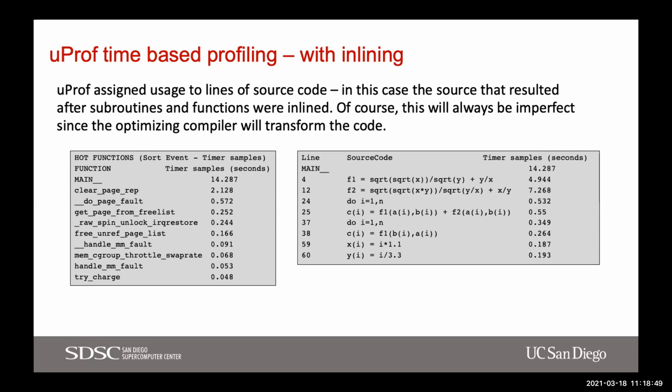On the right, this is where we dive into what that function, in this case main, is doing. You'll see that the subroutines and the functions were actually inlined. So what we're seeing here is an assignment of time to the lines of the inline code, which of course isn't quite going to correspond to your original code. In this case, it's pretty reasonable. We see about 5 seconds assigned to F1, about 7 seconds assigned to F2, again after inlining, and a little bit of time associated with other statements.